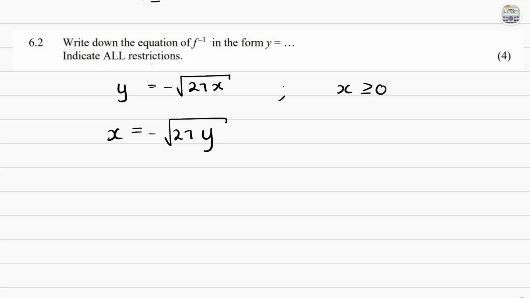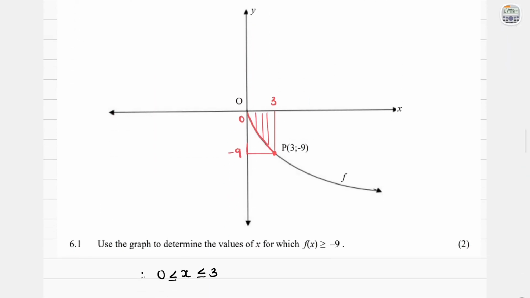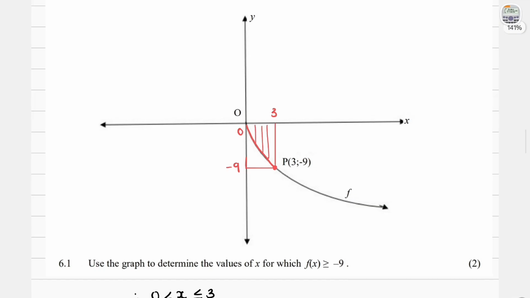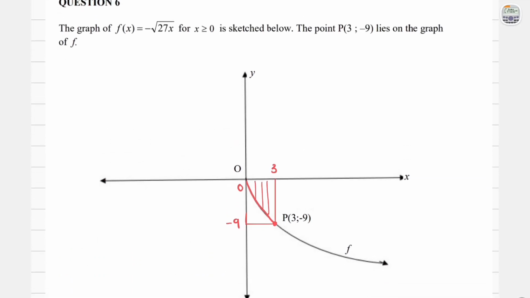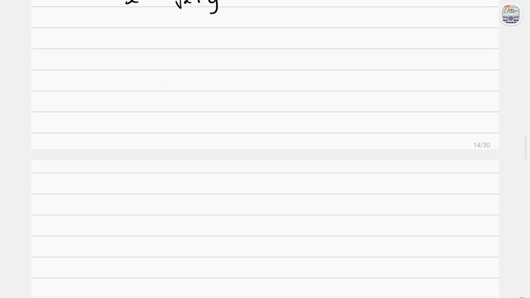Now we need to make sure we indicate all restrictions. Here, when we said y is equal to, and this is the function we have, we defined what x was. It's greater than or equal to 0. This is already the inverse. But because x is the subject, we need to define y. So what is the range? This is the inverse itself already. So what is the range of the inverse? Looking at it like this, if the domain was x is greater than or equal to 0, then here's what happens with the domain and range. I'm just going to put it on the side.